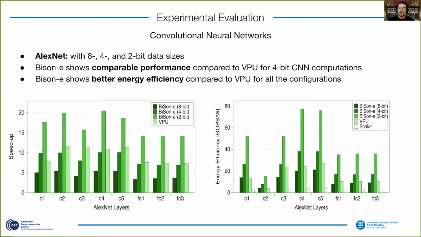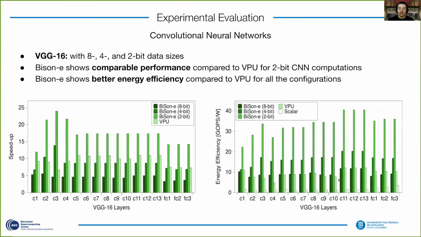From a factor that ranges from 1.5x for 4-bit based computation, up to 3x for 2-bit based computation. And we see similar results for the VGG16 neural network. The 4-bit based BiSone implementation shows comparable results with respect to the vector processing unit, but at 2-bit, BiSone outperforms the vector processing unit by a factor of 2x.